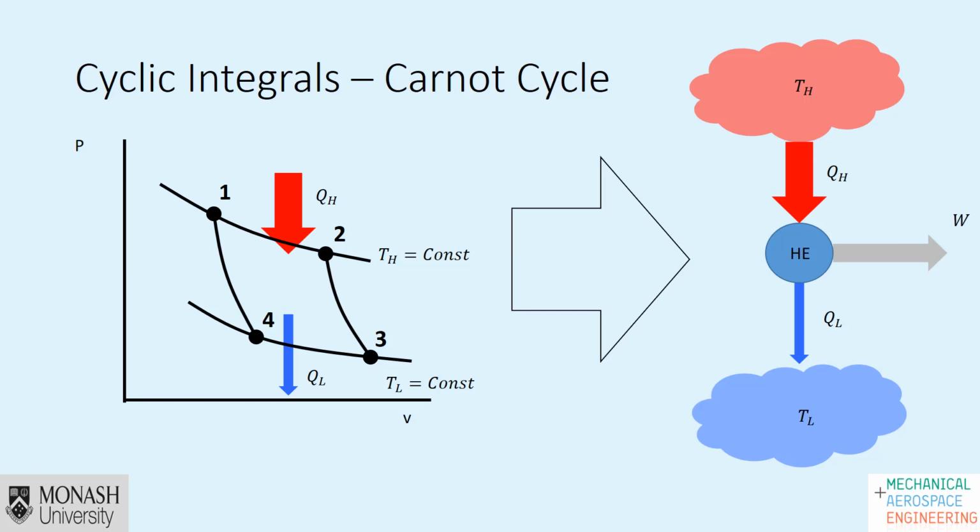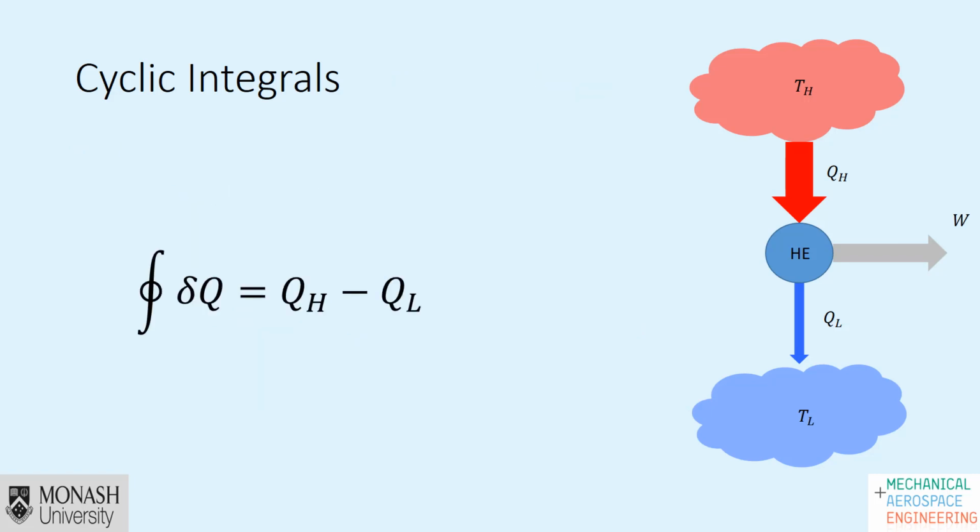So we saw for the example of the Carnot cycle that the cyclic integral of the heat transfer was just the difference between the heat input and the heat output. But hopefully we can see here that this is a general statement for any heat engine. There's more heat going in than going out. So the cyclic integral of the heat transfer is just the heat input minus the heat output.